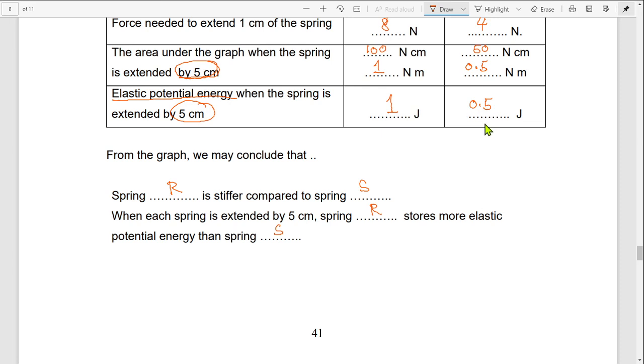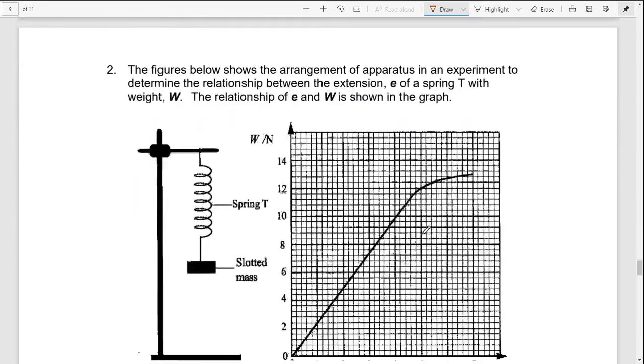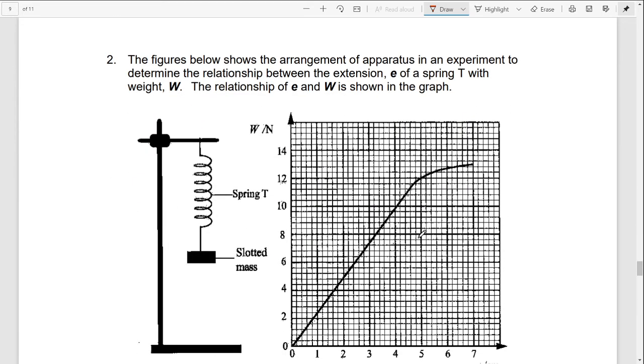So what can we conclude from these two statements? You see here, R stiffer, R stores more elastic potential energy. So we can also say that the stiffer the spring, the more elastic potential energy is being stored. All right. So let's go to this question.